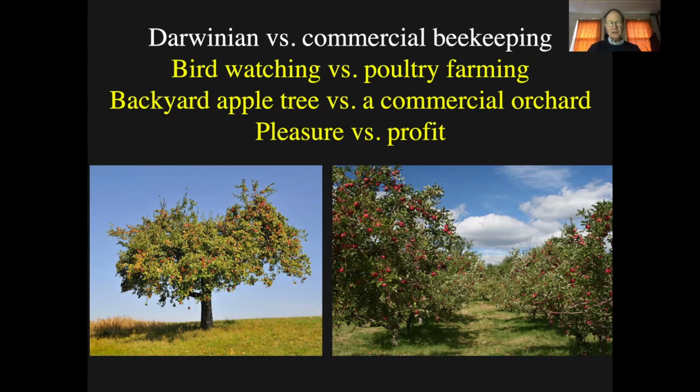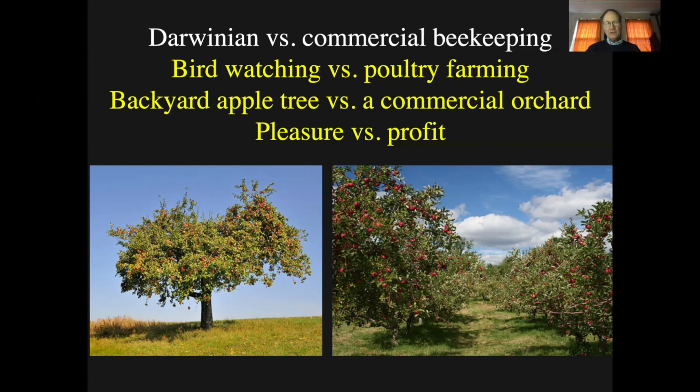Now, to hammer home this difference between Darwinian and commercial beekeeping, I'll draw some parallels. To my mind, Darwinian is to commercial beekeeping as bird watching is to poultry farming. Bird watching, we go out and do it just for the sheer enjoyment of watching the birds. We don't expect the birds to give us eggs or meat. Poultry farming is very different. You don't expect to have a lot of enjoyment from poultry farming unless it's on a small scale, but you do expect to get some eggs and maybe some meat from your birds. Another analogy to illustrate the difference is having one backyard apple tree versus a commercial orchard.